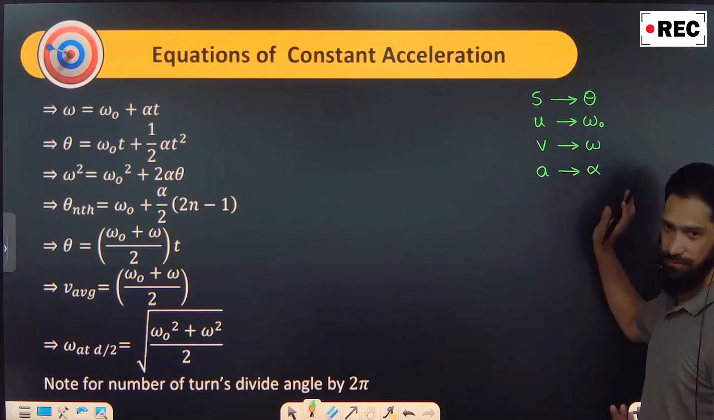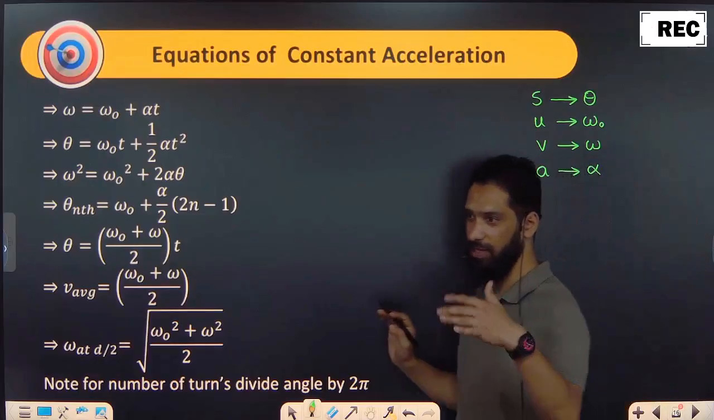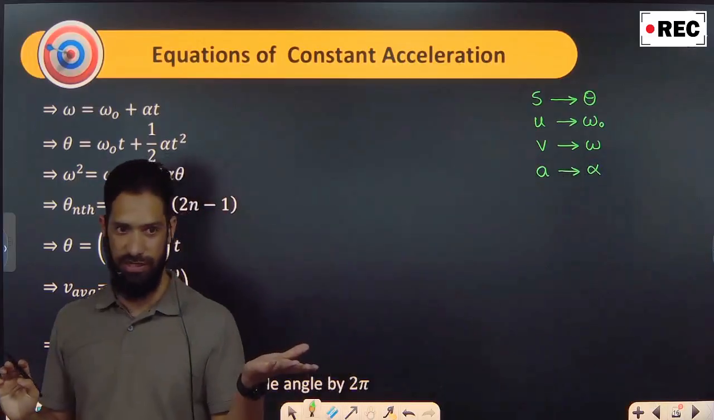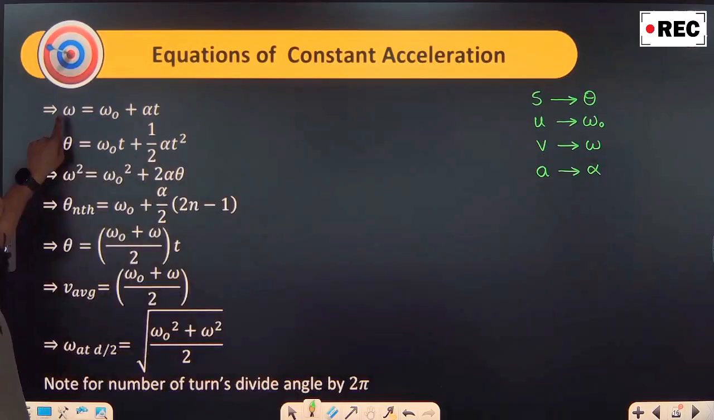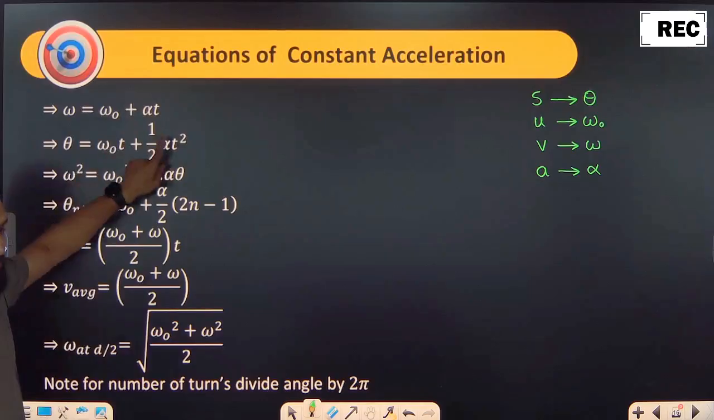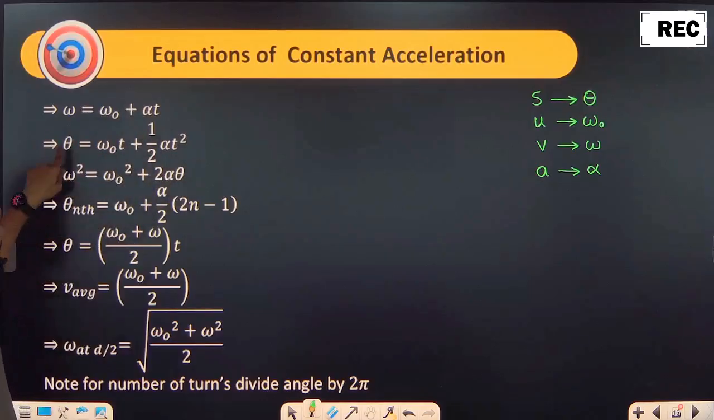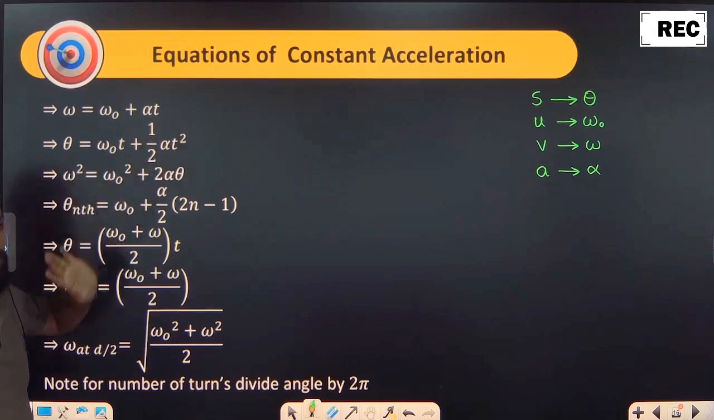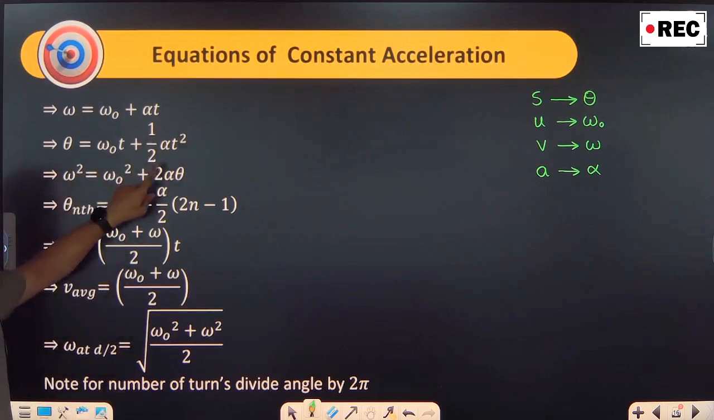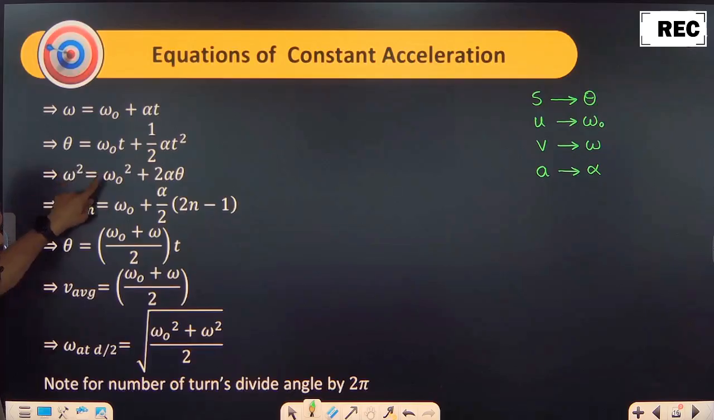Time is time. There is no such thing as angular time and linear time. Time is a scalar quantity, right? v is equal to u plus at, so omega is omega naught plus alpha t. S is ut plus half at square, so instead of S we write theta: omega naught t plus half alpha t square. Right? v square minus u square is 2as, so we can write omega square is omega naught square plus 2 alpha theta. Same, I told you this.